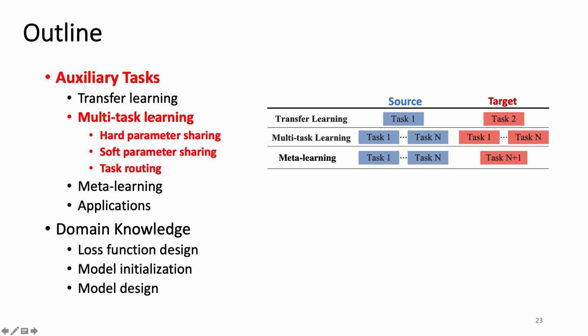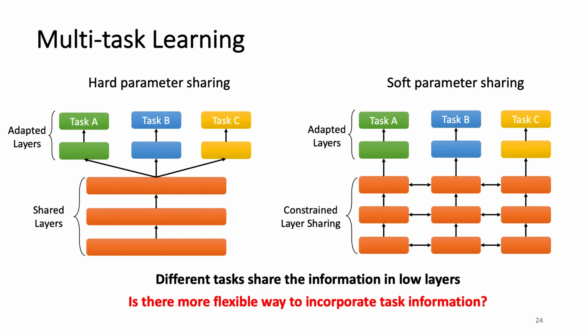So we move on to multitask learning. As you can see from this figure again, multitask learning, different from transfer learning, usually has n tasks, and the target has the same n tasks. In terms of method, there are three types called hard parameter sharing, soft parameter sharing, and task routing. The methods are quite straightforward. Let's say you have three tasks, task A, B, and C. Hard parameter sharing basically makes the lower layers of the neural nets shared. And soft parameter sharing allows differences between those bottom layers, but with certain constraints to make them look similar.